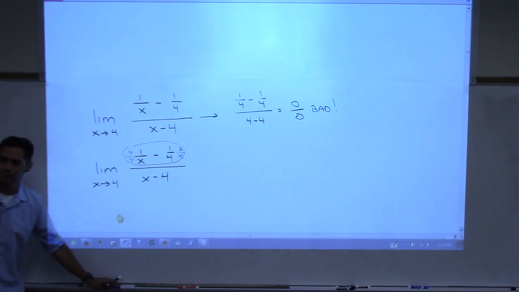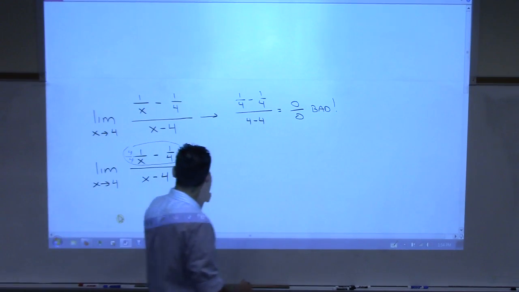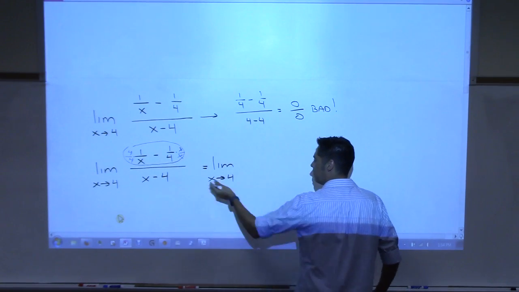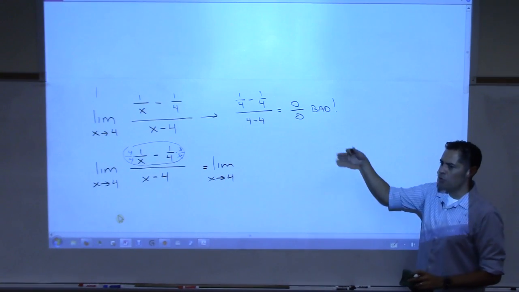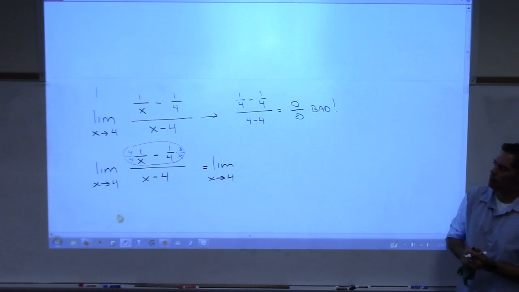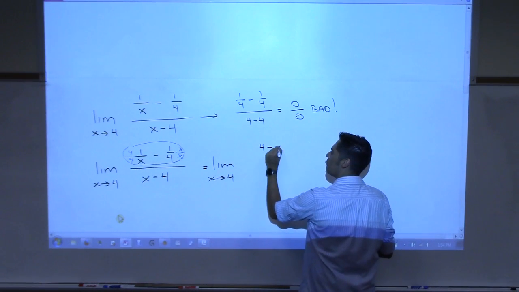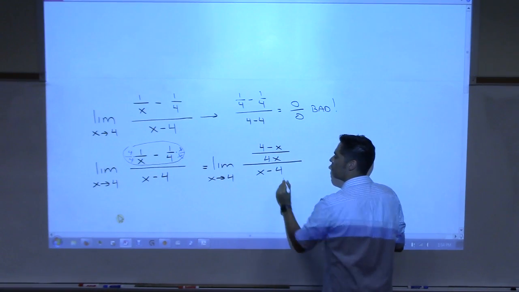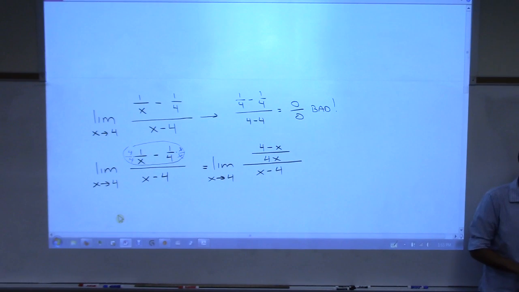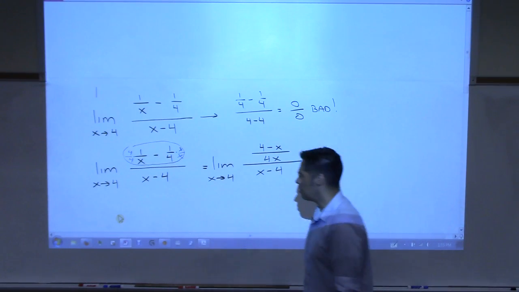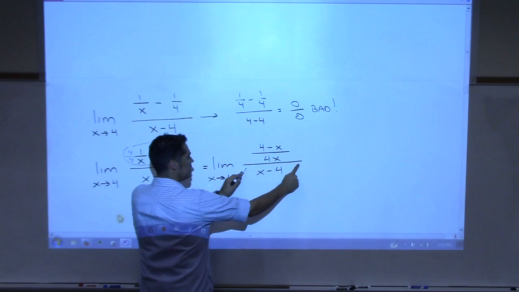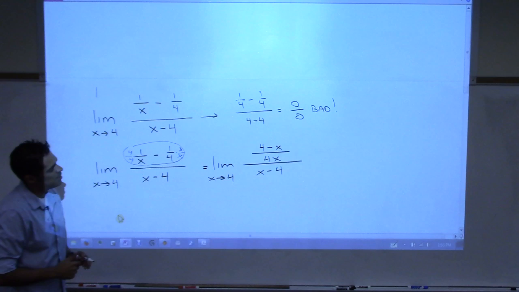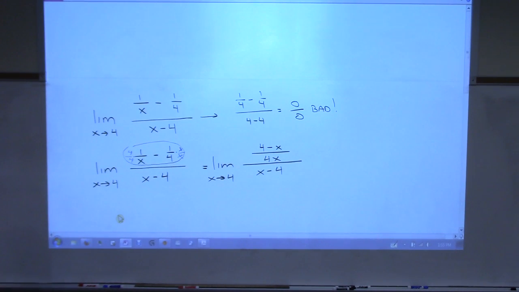Y'all comfortable with that step? You could do that on your own? Okay, so we would get limit, x goes to 4. See, I'm carrying my limit again. My limit is coming with me. What would the new numerator look like? 4 minus x over 4x over x minus 4. That's what it is combined together. Also be aware that this division bar here is longer than this division bar up there. It separates our fractions properly.